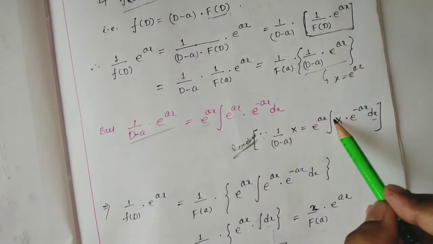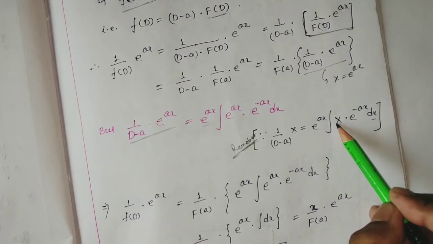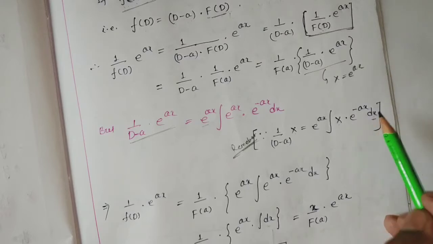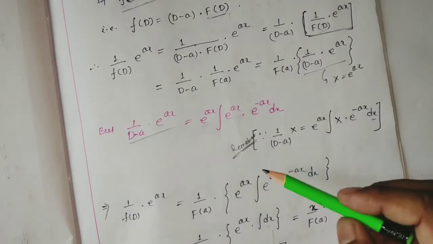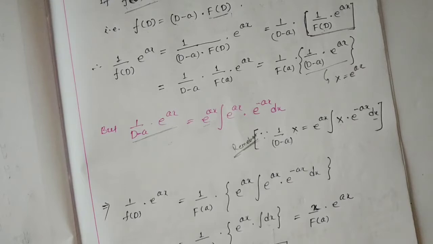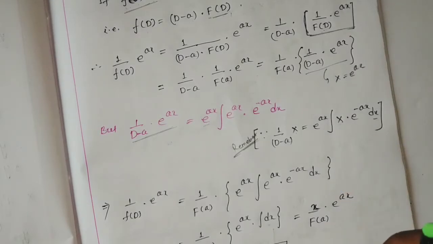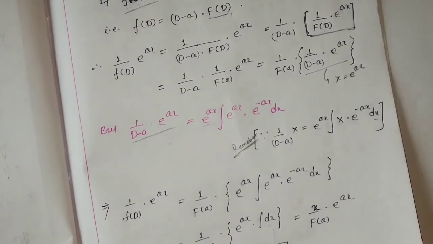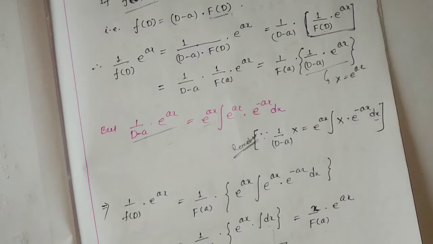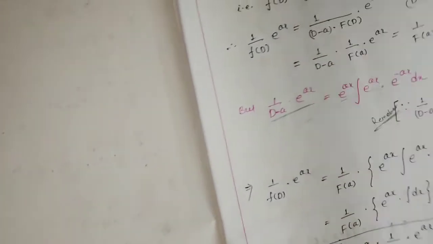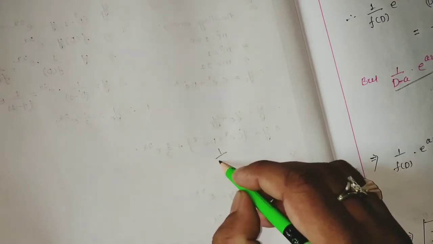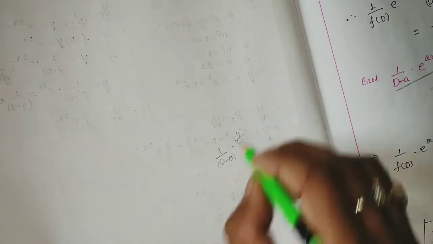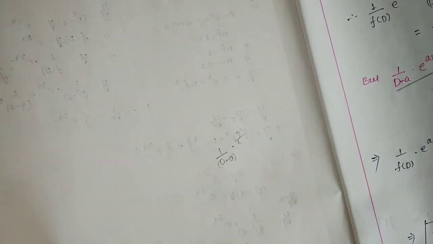Here I have written e to the power x. Integration of capital X is what? e to the power x. Here I have written e to the power x into e to the power minus x dx. Suppose I have another function, like this: suppose we have 1 by (D minus a) into X square.